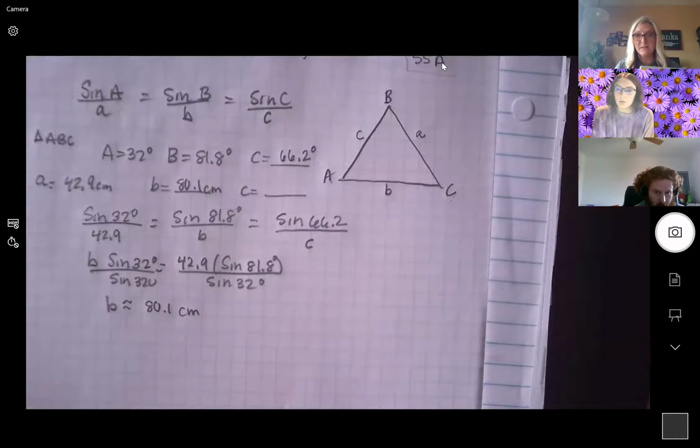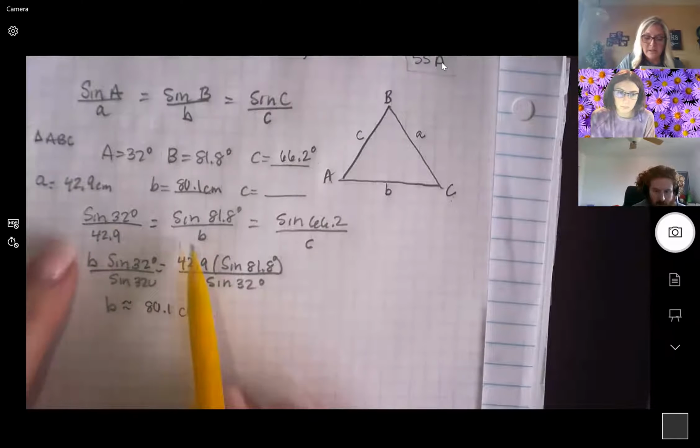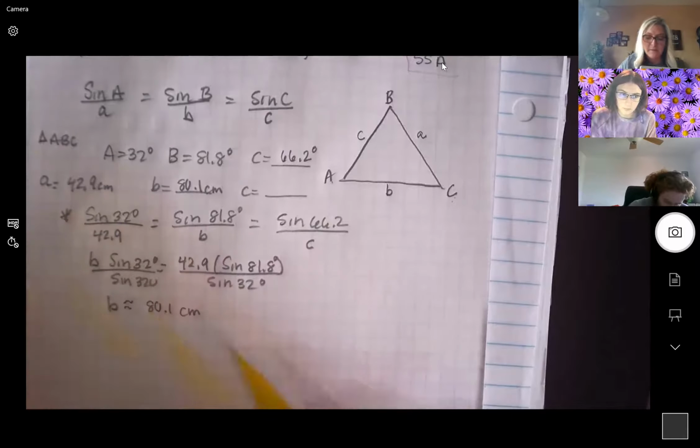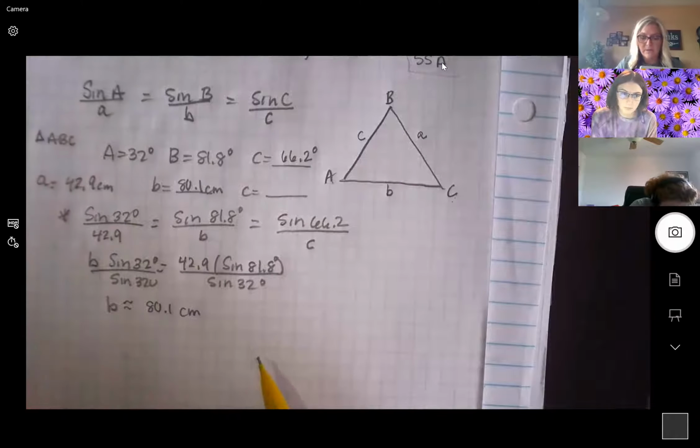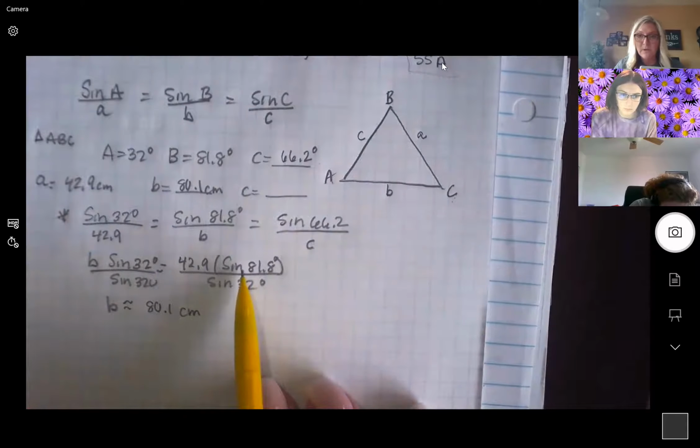So you guys, this is the law of sines. That's all it is, just doing this computational work. As long as you understand you're putting it into here. This is the formula, right? This is the formula that you need for law of sines. All right, any questions?